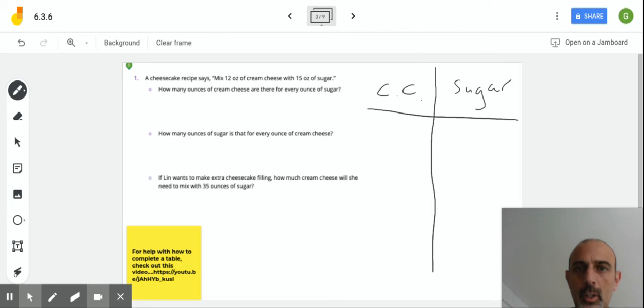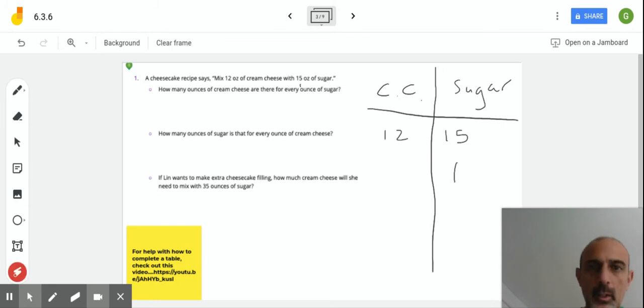And 12 ounces of cream cheese. So I'm going to put 12 here. And then it says 15 ounces of sugar. So I'm going to put 15 there. And so then now we need to solve. And the first question says for every ounce of sugar. And really what that could say is for every 1 ounce of sugar. So I need to put a 1 here because that's for 1 ounce of sugar. And we don't know yet how much cream cheese we need.